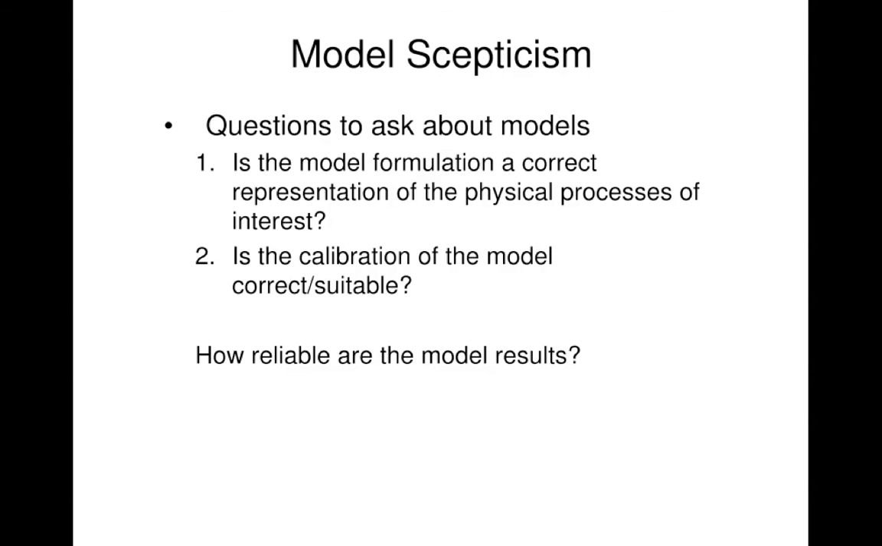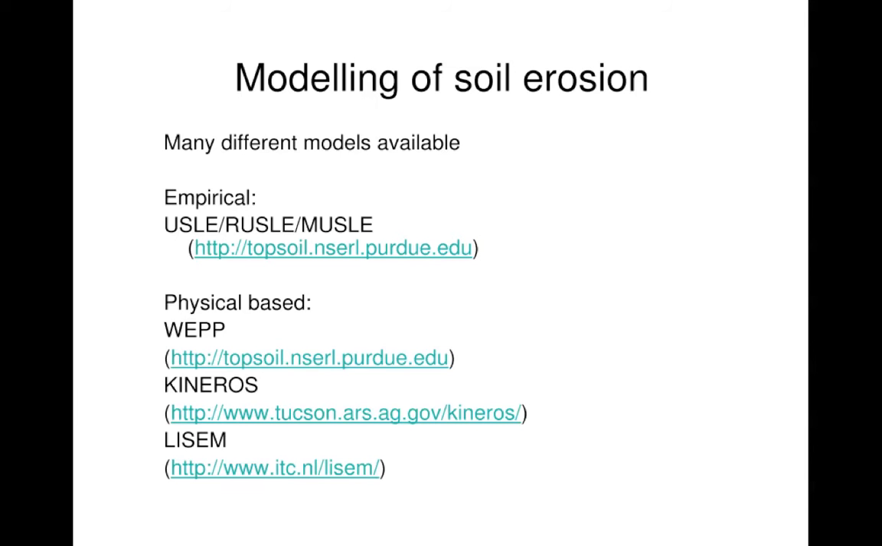So how reliable are the model results? Well, there are many different types of models, and one of the most common empirical ones is USLE and its various forms, subforms. There's USLE, there's RUSLE, there's MUSLE, and there's various other forms of the universal soil loss equation. RUSLE is the revised soil loss equation, and MUSLE, I can't even remember. But essentially they're empirical equations.